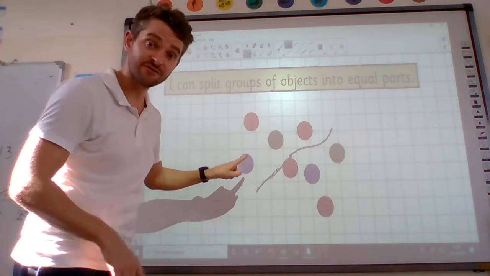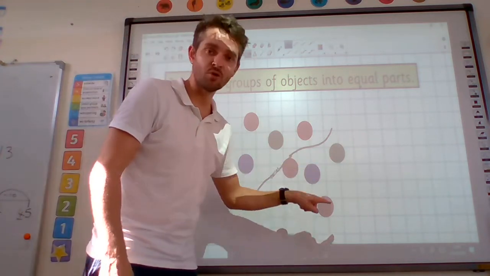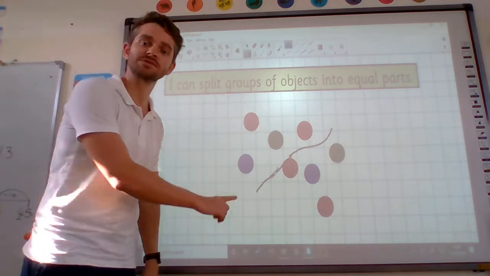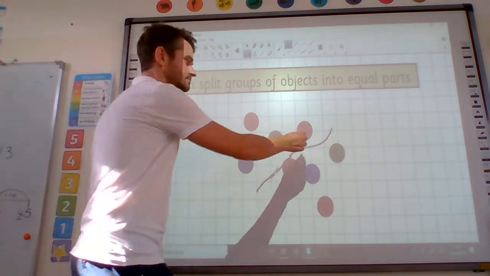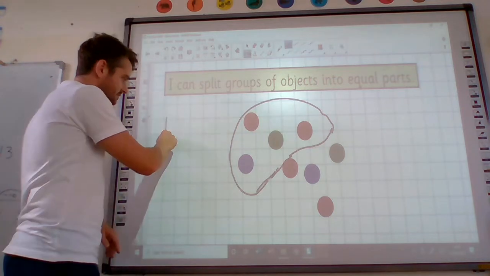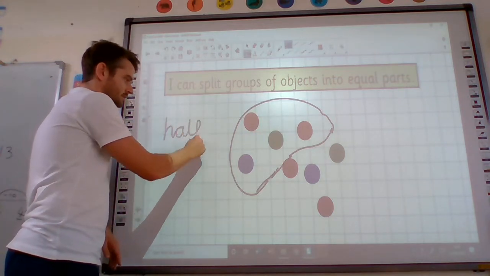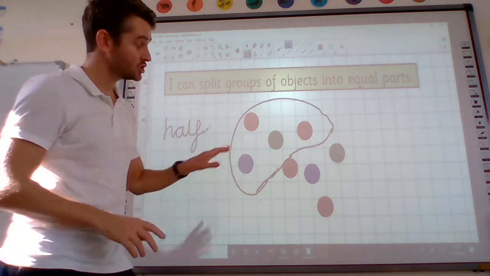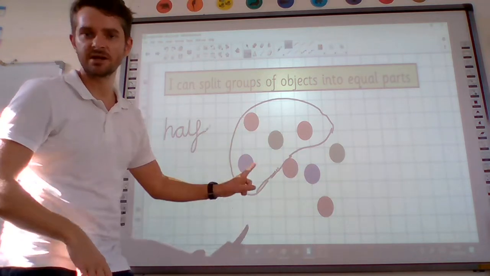1, 2, 3, 4. 1, 2, 3, 4. Now they're equal parts. What's the next step? I have circled half. Two equal groups, I've circled half.